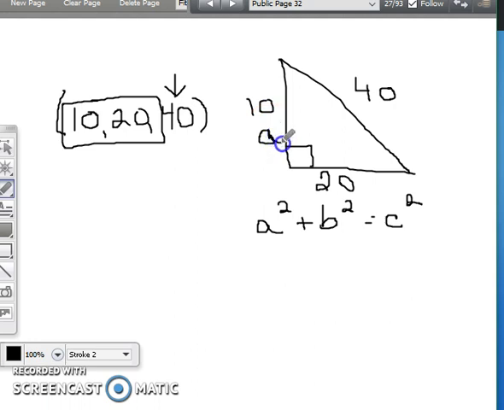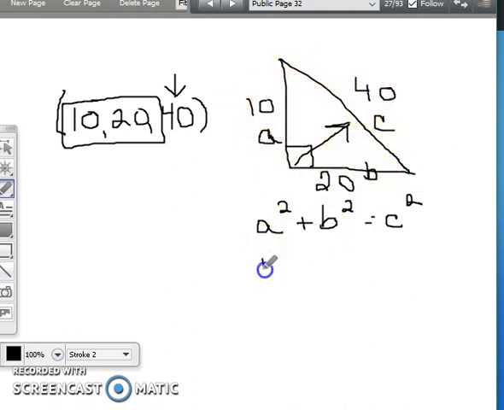If you have to label your triangle, label your triangle. Remember, the hypotenuse is always across from that right angle. So you always know where your C is. Doesn't matter, A and B are interchangeable. Okay, so we have all three numbers. So let's plug them all in. This is different than solving for a missing side, because we have all three sides.